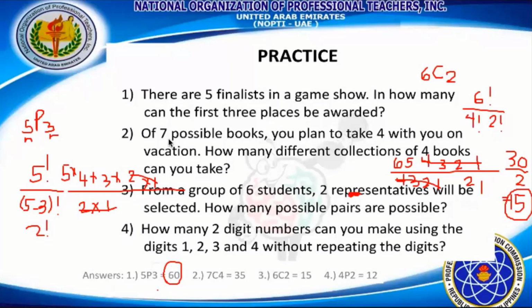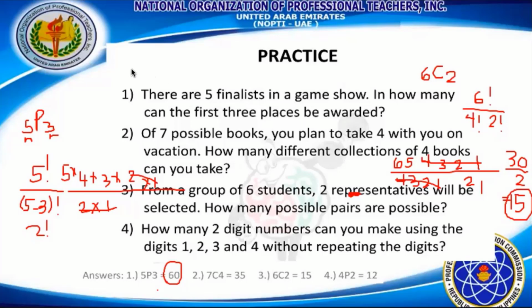Number 2: Of 7 possible books, you plan to take 4 with you on vacation. How many different collections of 4 books can you take? Di ba? 7 yung libro, 4 lang ang kukunin mo. So, ilan kaya ang possible na combination ng 4 na books? Nakakawindang din. So, sa number 2, wala siyang restriction. So, you can use combination.